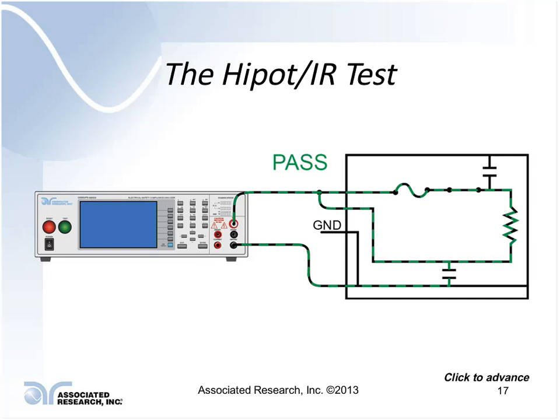So in this case, we can see we have a pass. We have a little bit of leakage current flowing through that cap. Our unit registers that leakage current and gives us the all clear. But we can also run into a case where we get a breach in insulation, a direct short across that capacitor, and we get a breakdown, just what we discussed in the previous slides. It's a very simple example, but it also is actually very closely representative of what's happening with a Hipot test and an IR test.